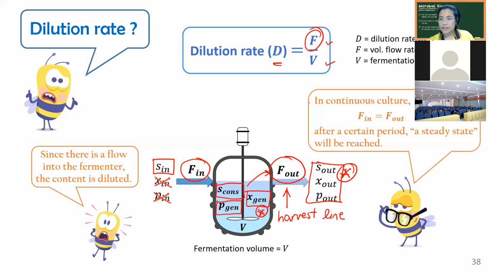Like I said earlier, in continuous culture, after a certain period of time, a steady state will be reached. When we have a continuous culture, we start the fermentation as a batch, just to get the cells to grow, and then you feed in and take samples periodically until you see no change in the concentration of the three things, as we said, and that is when you know that it has reached a steady state.